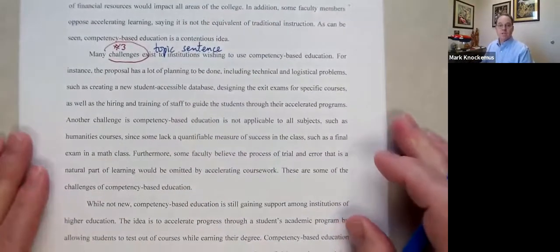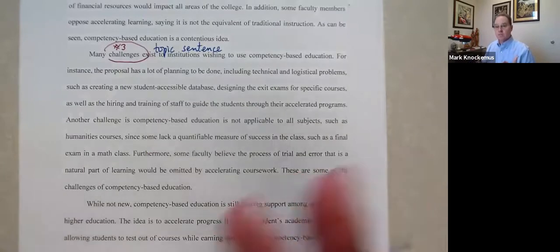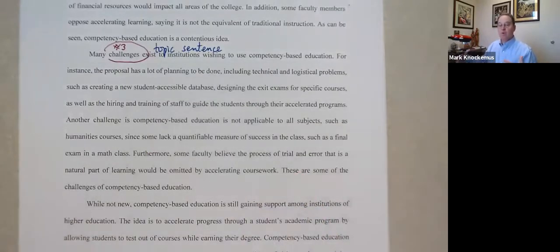Many challenges exist to institutions wishing to use competency-based education. For instance, for example, so here we go again, we're following that same idea, that same pattern. To explore these ideas, we're going to follow the rule of three.